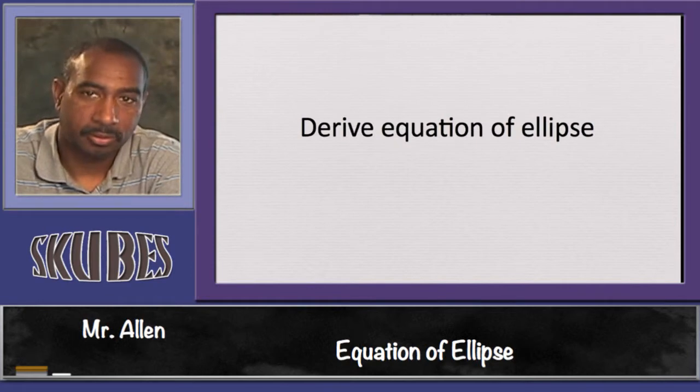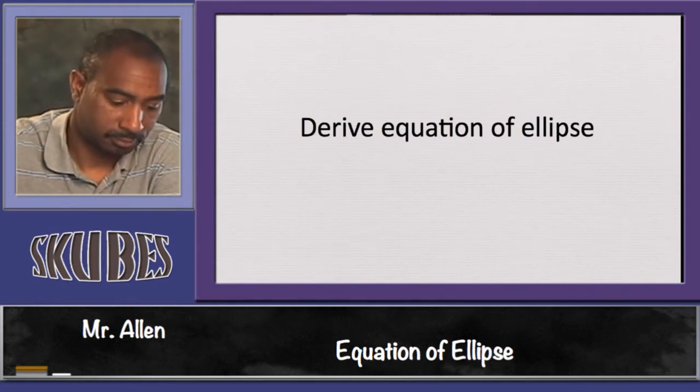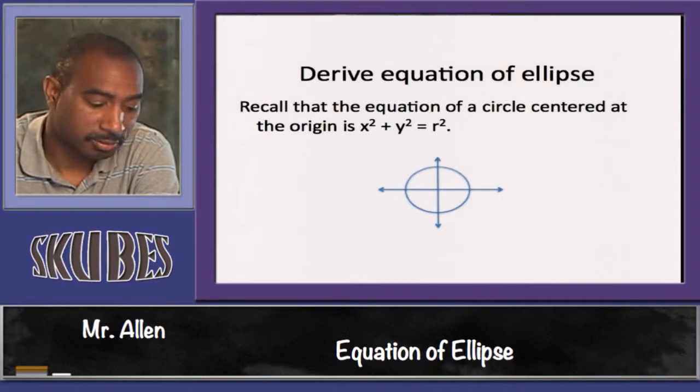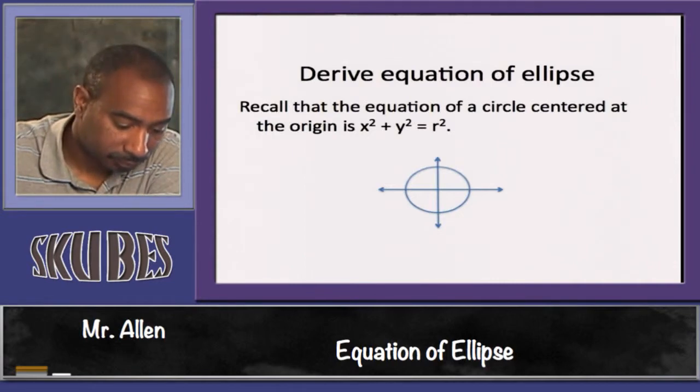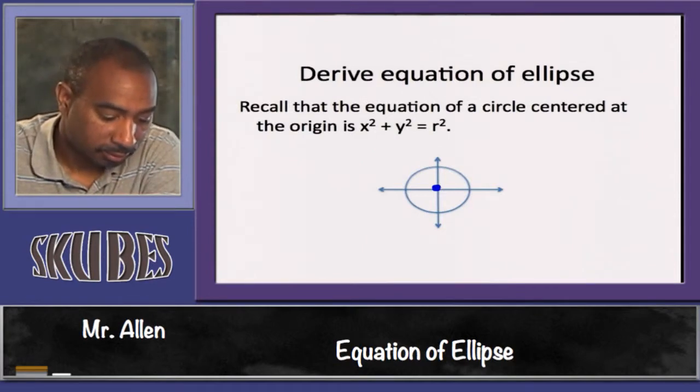For today's lesson, we're going to derive the equation of an ellipse. Recall that the equation of a circle centered at the origin is x squared plus y squared equals r squared. So, in this situation, we have the origin 0, 0, and this would be the radius r.